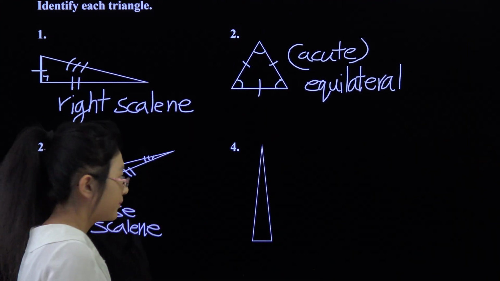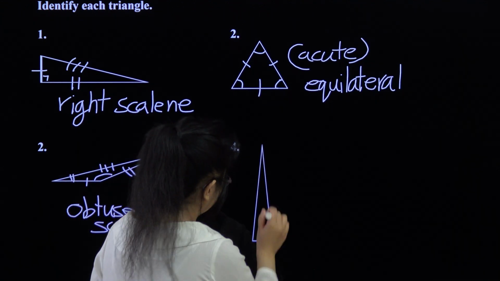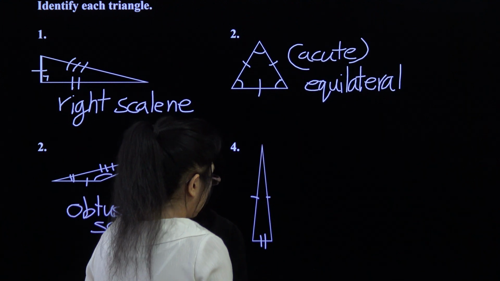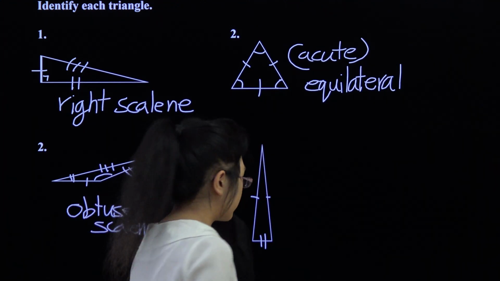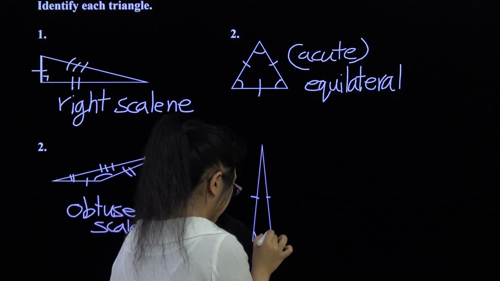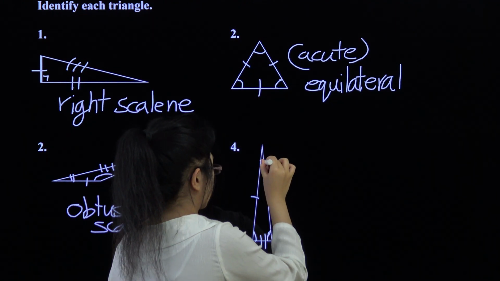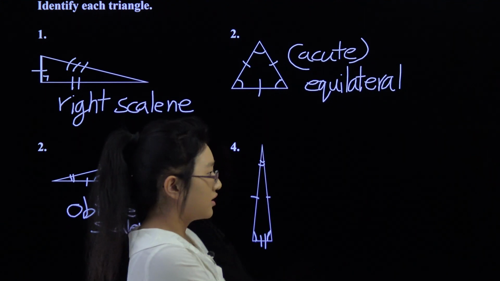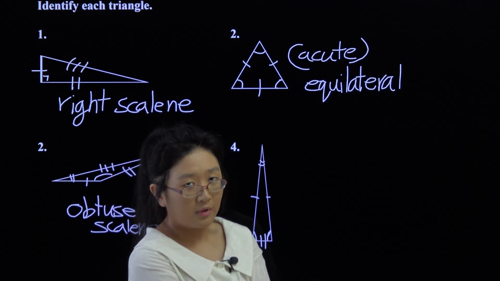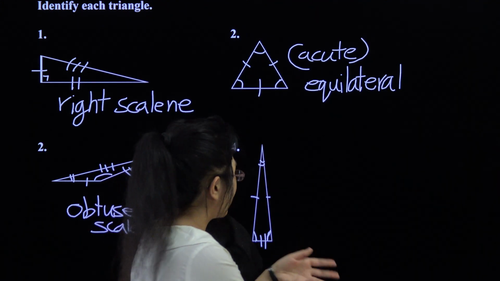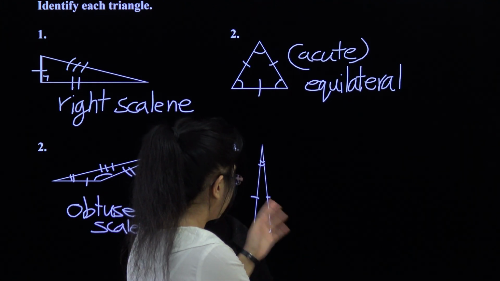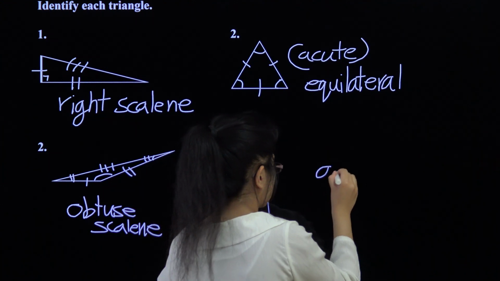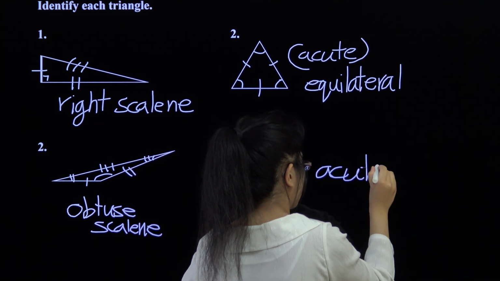What about over here? Well, these two sides seem to be equal. And since two of the sides are equal, that means these two angles are also equal, because that's something that you learn about isosceles triangles. And there doesn't seem to be any obtuse angles. There also doesn't seem to be any right angles. And they all seem to be acute angles. So, it's an acute isosceles.